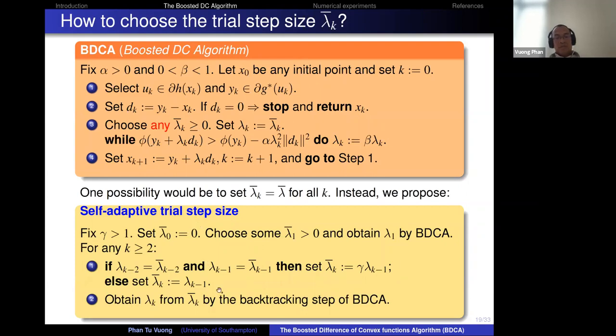Basically, saying that if we have two consecutive successful trial step sizes, lambda_{k-2} bar and lambda_{k-1} bar, then in the next step we increase the trial step size by any factor gamma greater than 1. But in general, we can choose whatever trial step size we wish, because this is true for any lambda_k bar. So this is just one proposal from Phan.